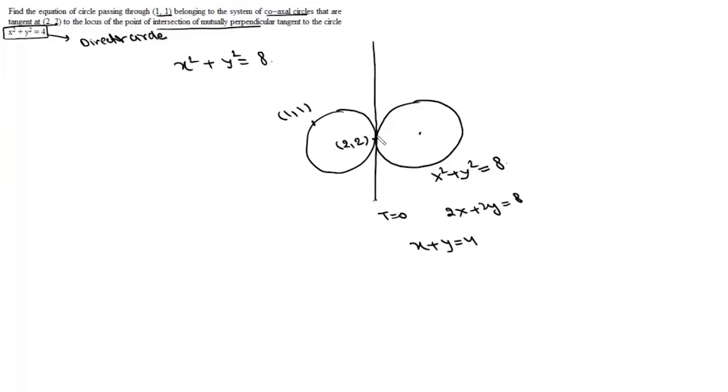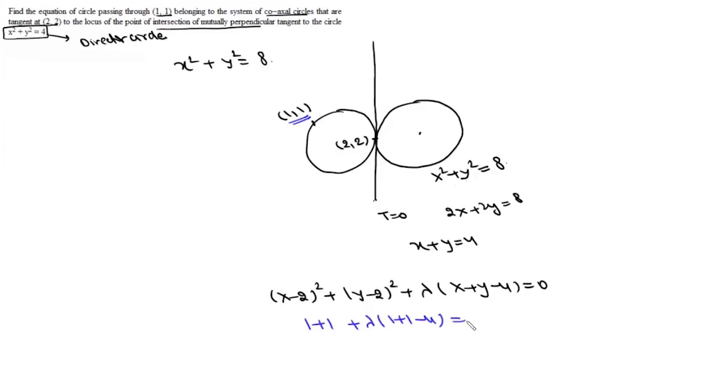Now we have this line and this point. So we'll first write the equation of the family of all the circles which touch this line at 2, 2. We know this equation is given by x minus 2 square plus y minus 2 square plus lambda L equals 0, where L is the equation of this line, which in this case is x plus y minus 4 equals 0. Now, of all the circles, we need the circle which passes through the point 1, 1. So we put x as 1 and y as 1. So it will be 1 plus 1, plus lambda times 1 plus 1 minus 4 equals 0. That means the value of lambda is 1.